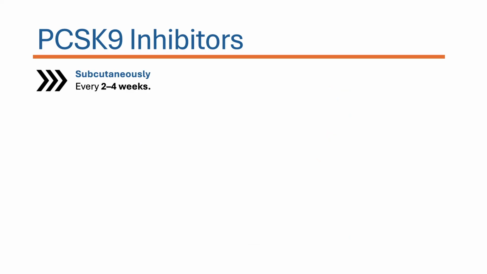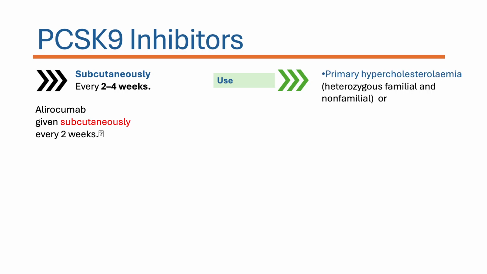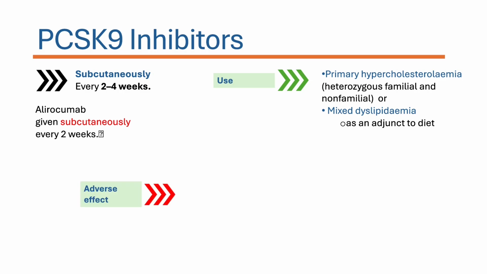So basically these drugs are given subcutaneously every 2 to 4 weeks. And please remember, alirocumab is given subcutaneously every 2 weeks. So it is a long acting drug. And where can they be used? They can be used in primary hypercholesterolemia as well as in mixed dyslipidemia as an adjuvant to diet. So diet has to be controlled.